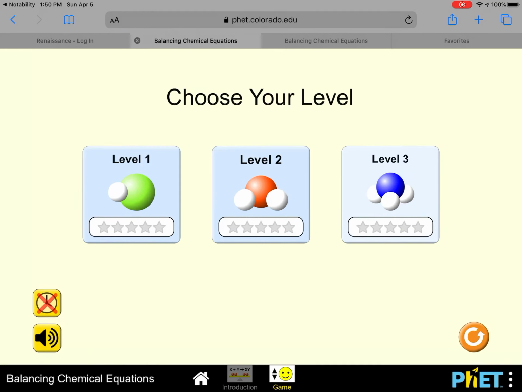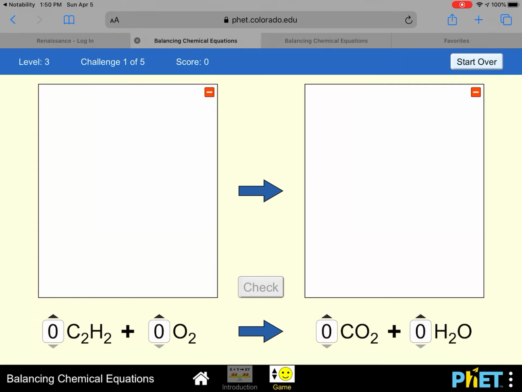I can also click on game. And now there are different levels. I'm going to jump to level 3 because I've done it before. And notice there's 1 of 5 challenges. If you wanted to play with something to give you a visual of what you're actually doing, again, I'm giving everything 1 to start with. So let's start with, again, the gray atoms. On the left, I've got 2 grays. On the right, I've got 1. All right, so I've doubled my grays. Now my hydrogens are in balance, so that's good.